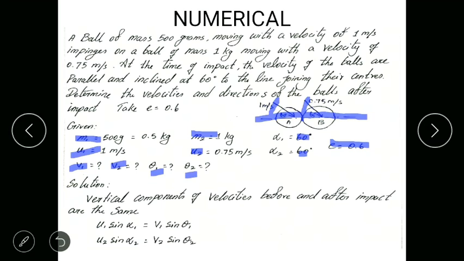Now come to the solution. We know that in oblique impact, the vertical component is not affected by the collision. So the vertical component of the initial velocity and final velocity is the same, which is u1 sin alpha 1 equal to v1 sin theta 1. The vertical component of the initial and final velocity is equal for the second mass also. So u2 sin alpha 2 is equal to v2 sin theta 2.